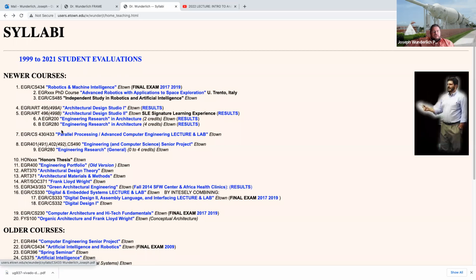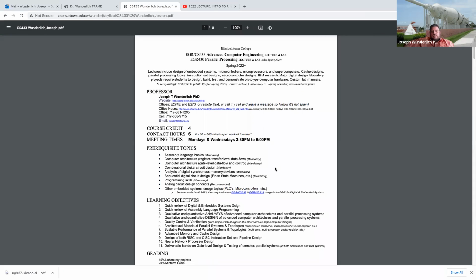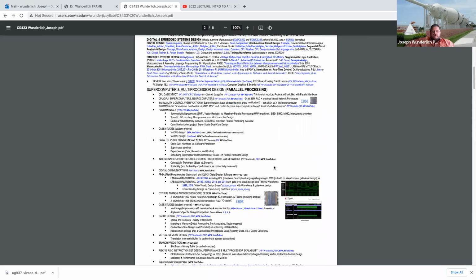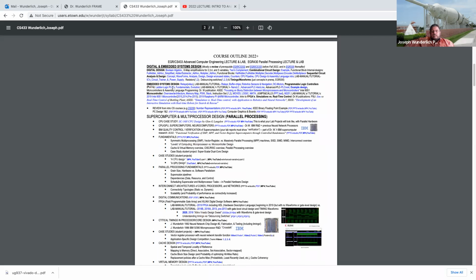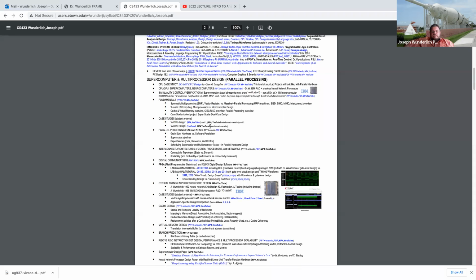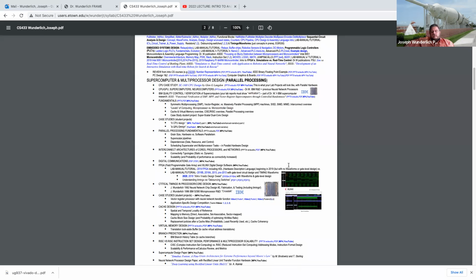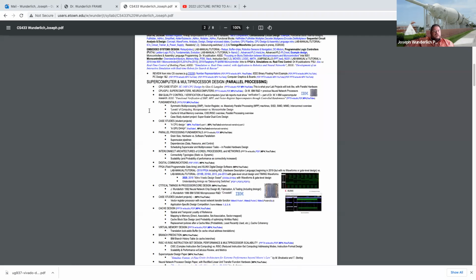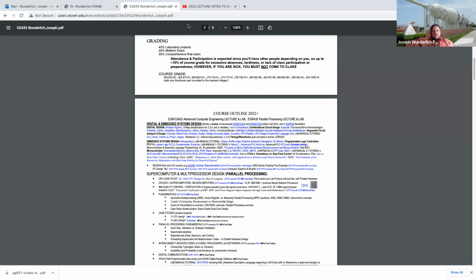And then 433 up here is now going to be called 430, which is going to be parallel processing. And you can see all that stuff got packed in up here as prereq. And then there is a lot of other stuff going on here in parallel processing. Supercomputer design. Okay. So I believe that may be good for this one lecture.